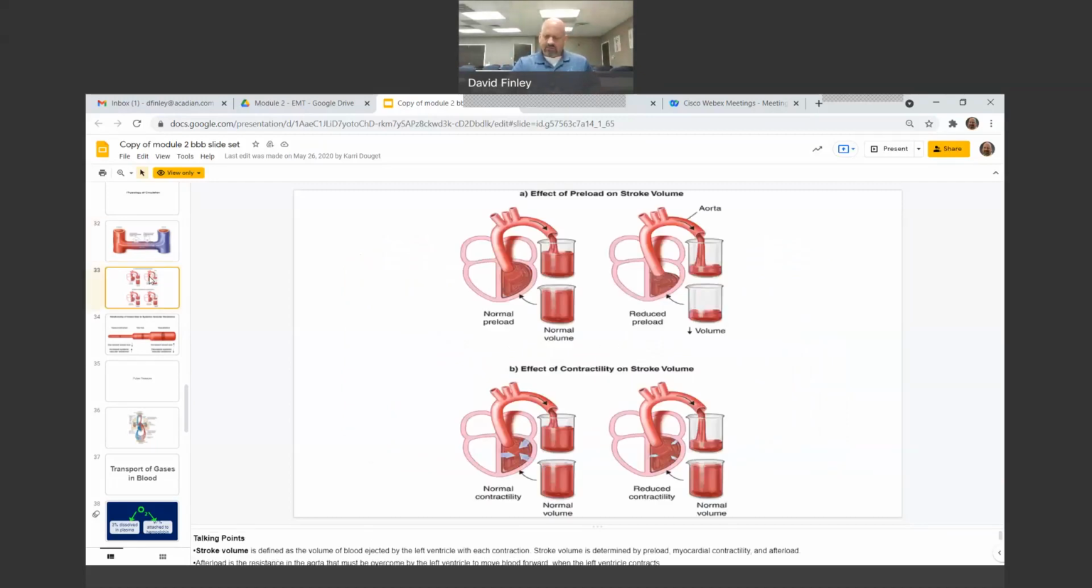Now this is talking about preload and stroke volume. And what it's showing here is you can see the left ventricle in that top left is full of blood. So it's talking about normal volume of its pumping. If you reduce preload, the available blood for the ventricle to pump, naturally, we decrease the amount that's pumped out.